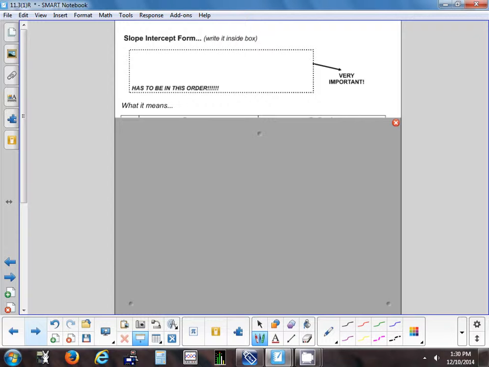Now we're getting into slope-intercept form. All right? Kayla? Absolutely. I was going to ask that question. Exactly. You're going to write in your box just like this: y equals mx plus b. Right in that box, because it says right inside the box, that's what we're doing.